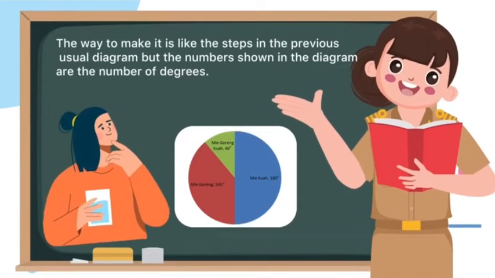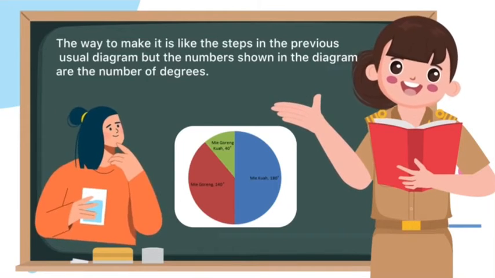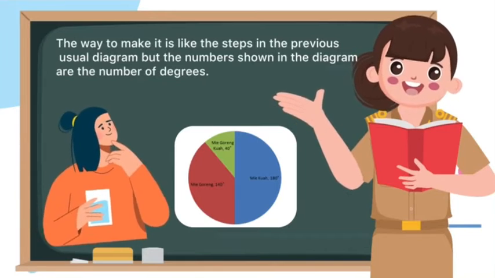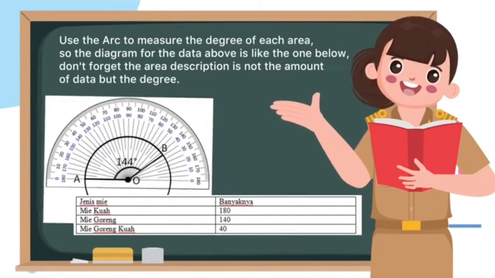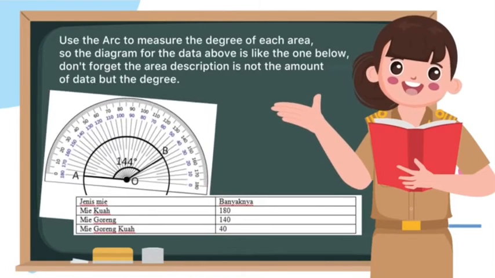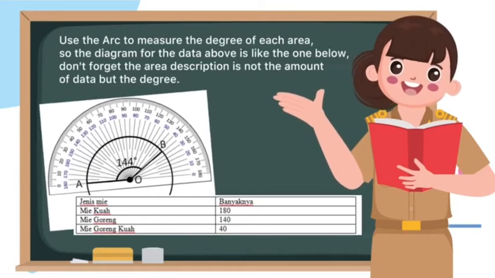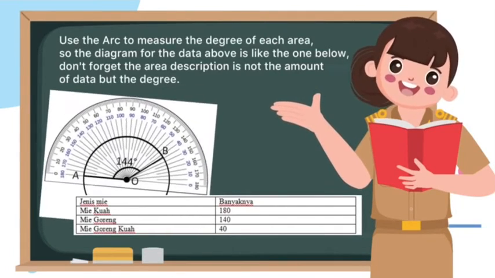The way to make the degrees pie chart is like the steps in the previous usual diagram, but the numbers shown in the diagram are the number of degrees. Use the arcs to measure the degrees of each area. So, the diagram for the data above is like the one below. Don't forget, the area description is not the amount of data, but degrees.